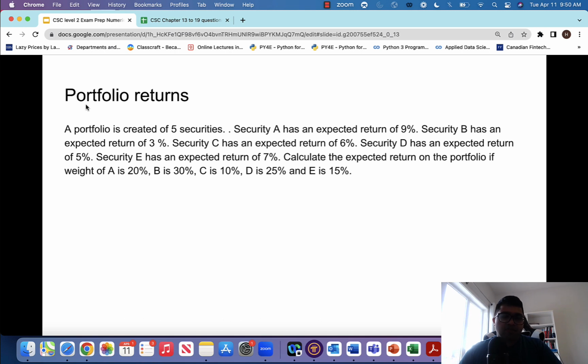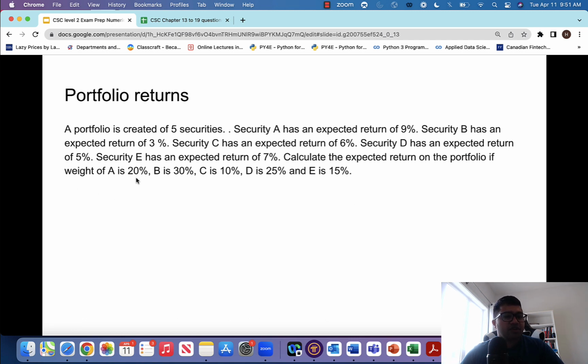Next one is portfolio returns, a variation of the previous one. You have 5 securities now. The returns are given: 9% on A, 3% on B, 6% on C, D has 5%, E has 7%. Now, instead of equal weight, they have given weight separately. So calculate the expected returns on the portfolio.